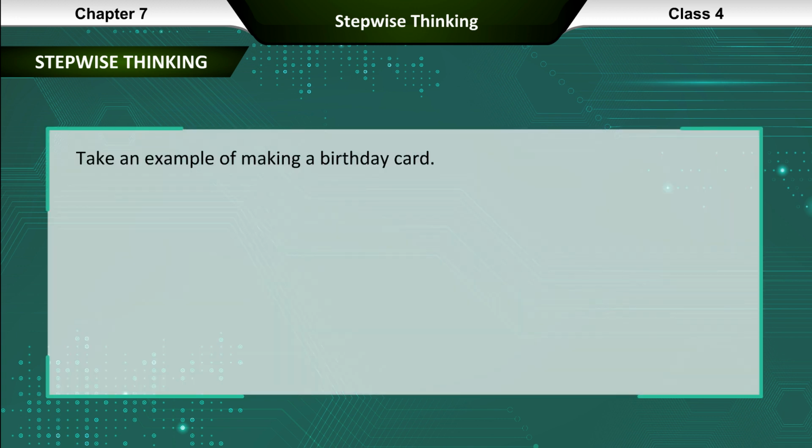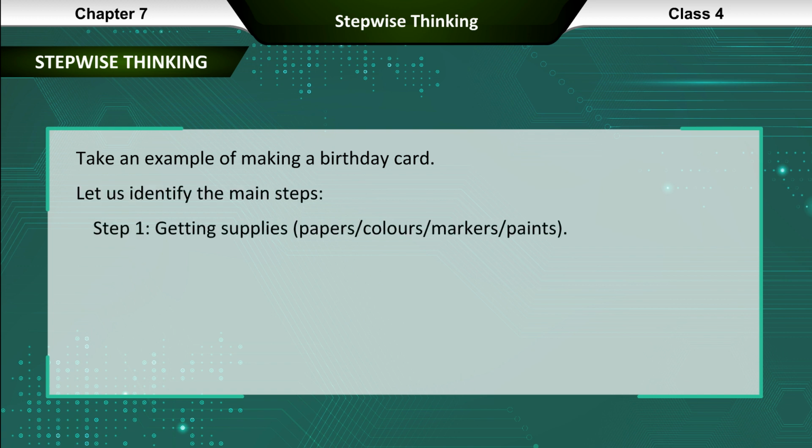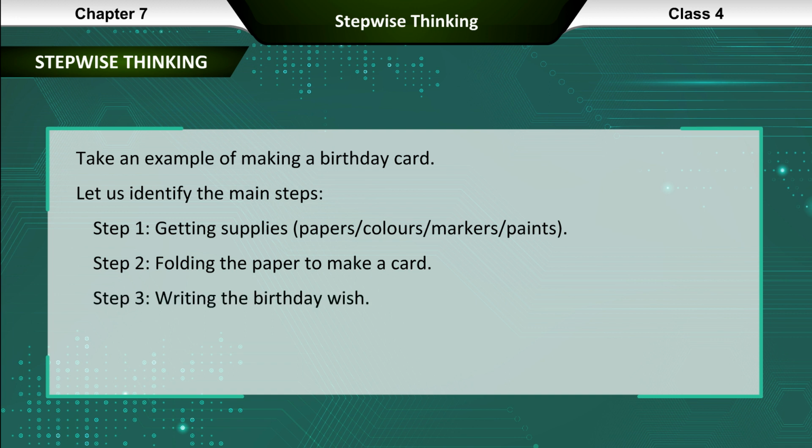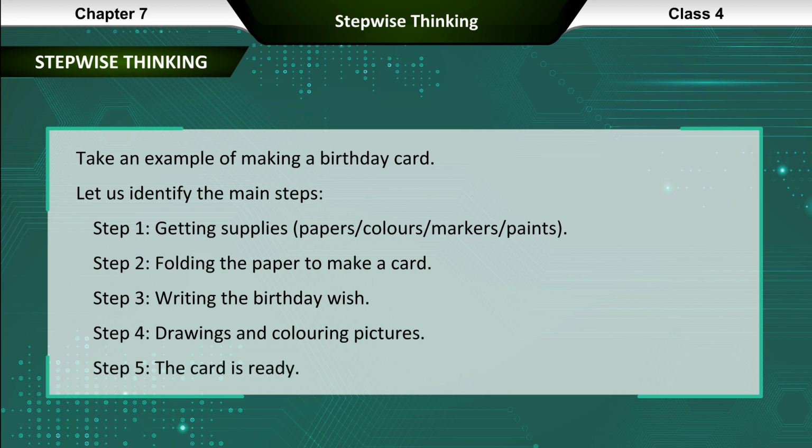Take an example of making a birthday card. Let us identify the main steps. Step 1. Getting supplies, papers, colors, markers, paints. Step 2. Folding the paper to make a card. Step 3. Writing the birthday wish. Step 4. Drawings and coloring pictures. Step 5. The card is ready.